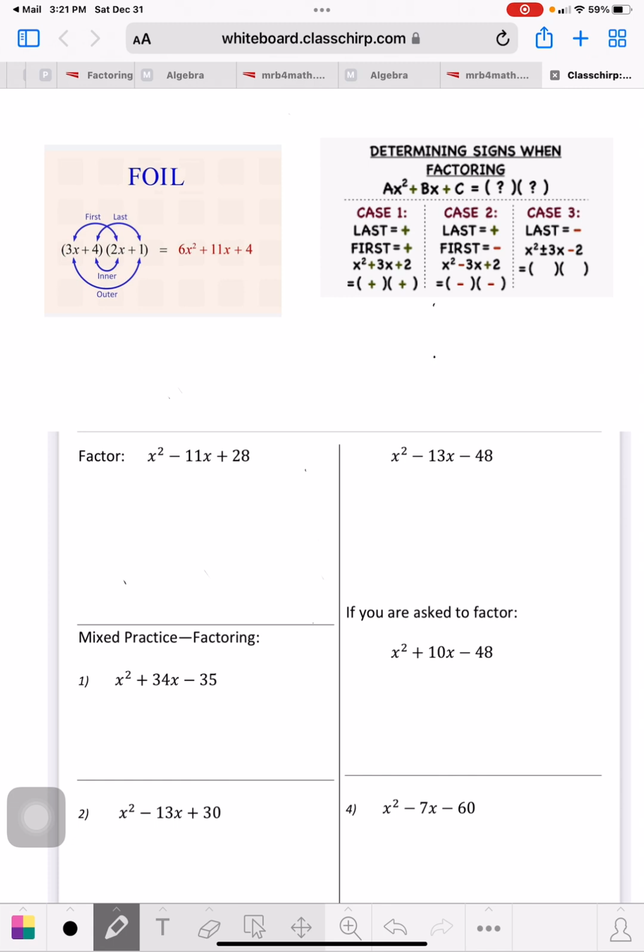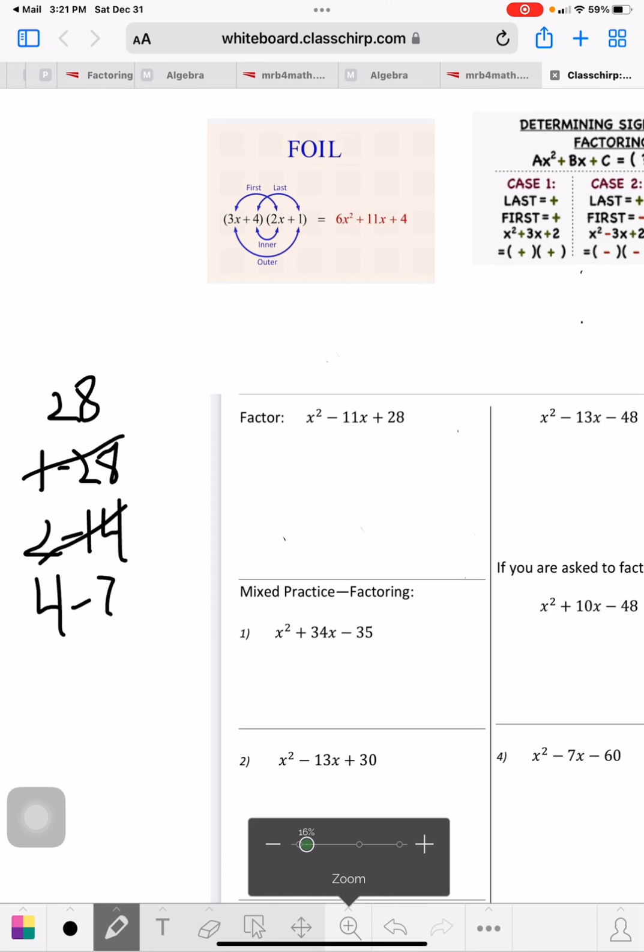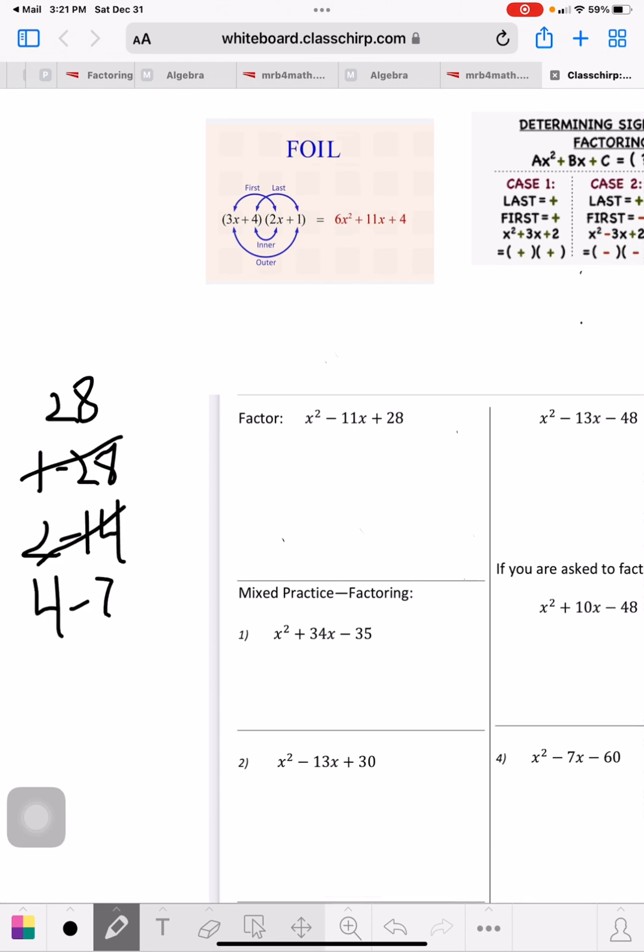Okay, we got x squared minus 11x plus 28. Let's see, what are the factors of 28? I got it written right over here, I didn't erase, because I already did this once. So the factors of 28 are 1 and 28, 2 and 14, and 4 and 7. So don't forget, we want to get to 11. That's our goal. And if this last number is positive, it's a sum. You want to add these together to get to 11, okay?